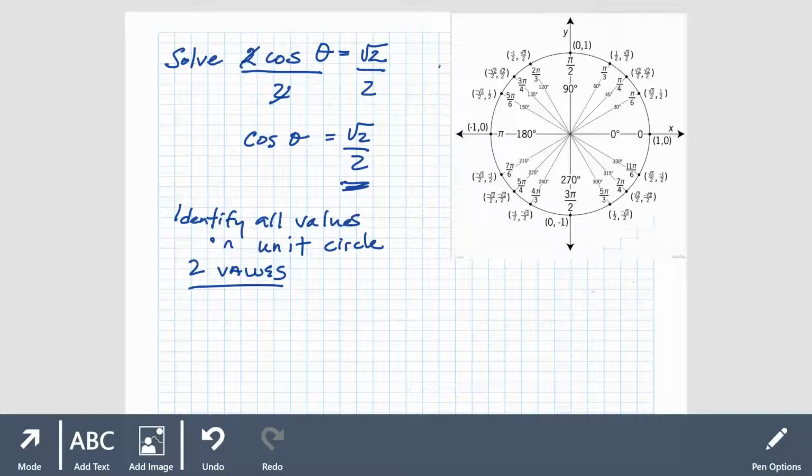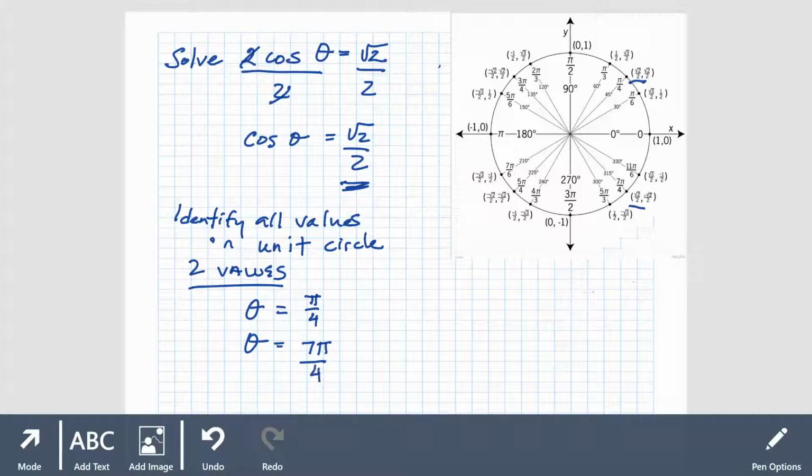If I look over here, remember the cosine correlates with the x-coordinate. So if I'm looking for the cosine of square root of 2 over 2, it happens here at 45. And I also have a value for x of square root of 2 over 2 down here in the fourth quadrant. And so I can identify the 2 values that have a cosine of square root of 2 over 2 just by looking at the picture. And I record my answer as pi over 4 and as 7 pi over 4.